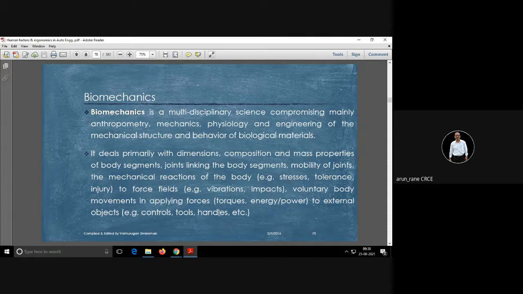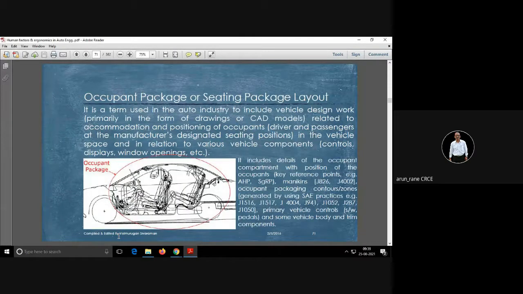Then mobility of the joints, the mechanical reactions of the body to force fields, then voluntary body movements in applying forces to external objects. So all this can be measured, can be studied. If possible, we will try to visit NITI labs.